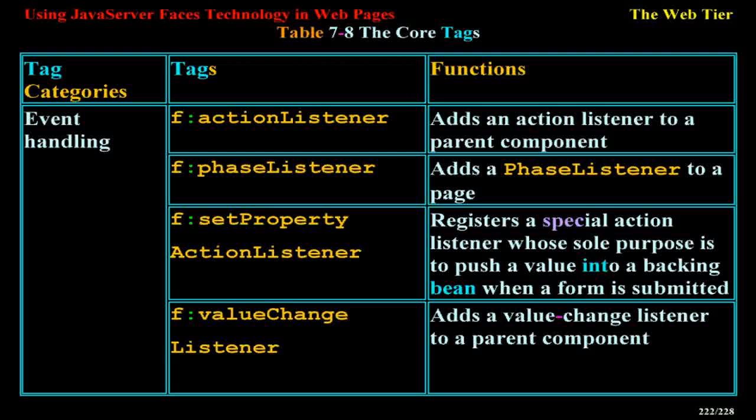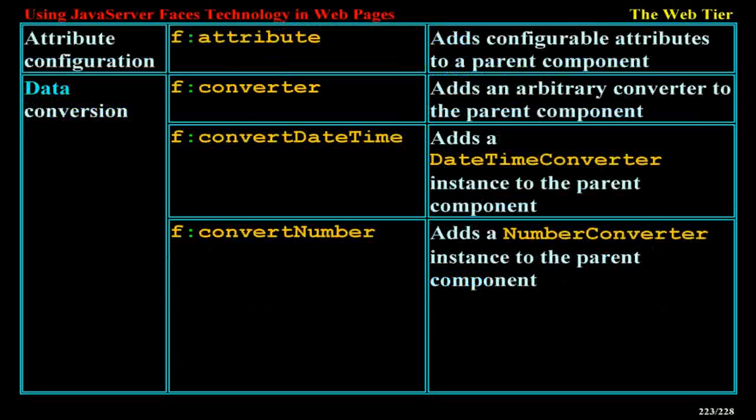f:setPropertyActionListener registers a special action listener whose sole purpose is to push a value into a backing bean when a form is submitted. f:valueChangeListener adds a value change listener to a parent component. Attribute configuration: f:attribute adds configurable attributes to a parent component. Data conversion: f:converter adds an arbitrary converter to the parent component. f:convertDateTime adds a datetime converter instance to the parent component. f:convertNumber adds a number converter instance to the parent component.